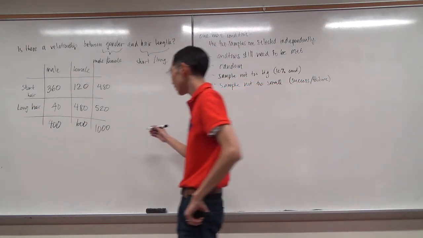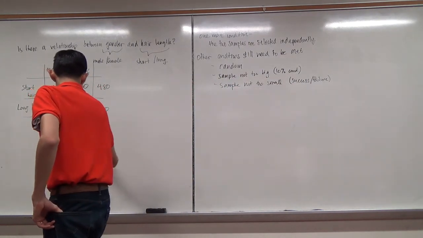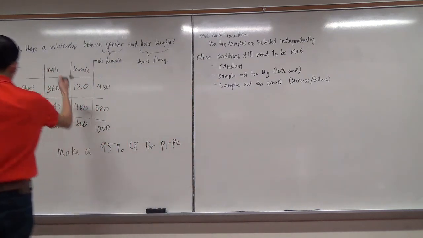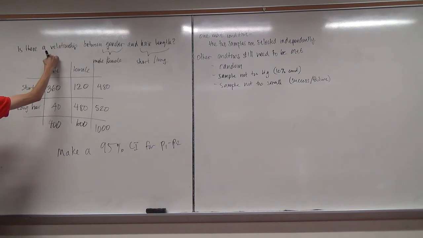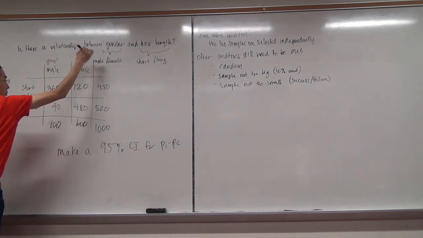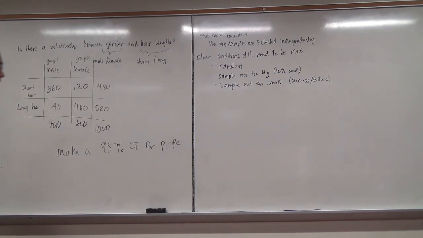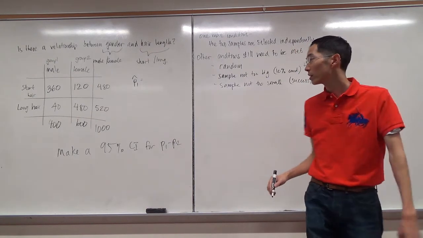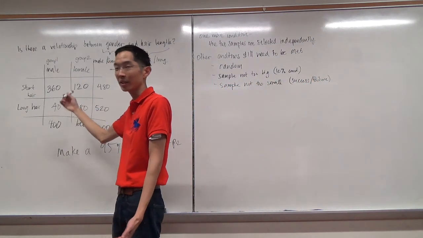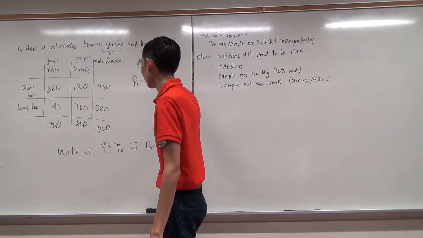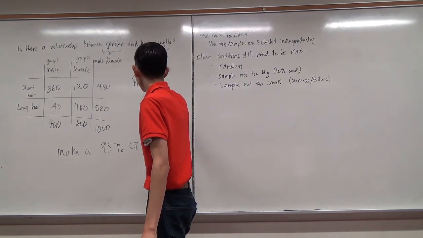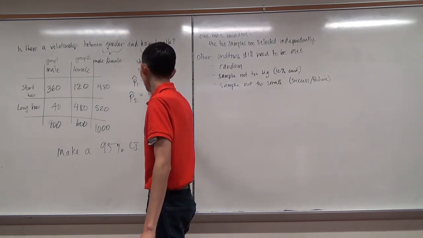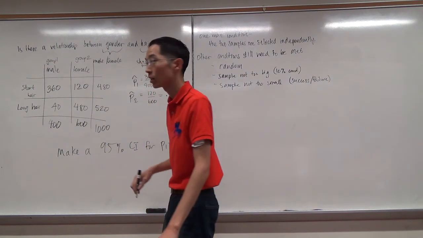Okay, so let's make a confidence interval: a 95% CI for P1 minus P2. For the sake of clarity, we'll call this group 1, and group 2 will be the females. So what is P1 hat? P1 hat is the proportion of males, and we have to decide whether to go with short hair or long hair. We'll say P1 hat will be the proportion of males with short hair, so 360 over 400, and we get 0.9. And then P2 hat will be the proportion of females with short hair, so that's 120 over 600, and we have 0.2.